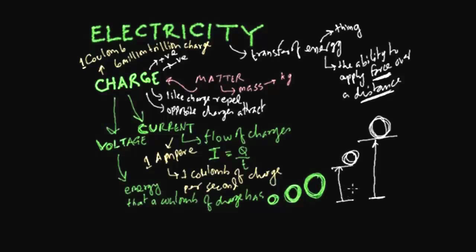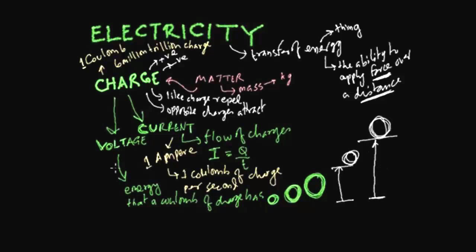Because one of the definitions of energy is, because we cannot just say energy is a thing, we say energy is the ability to apply force over a distance. So this is a longer distance than this, so this will have higher energy. Think about voltage, something like that. Think about these bowling balls.